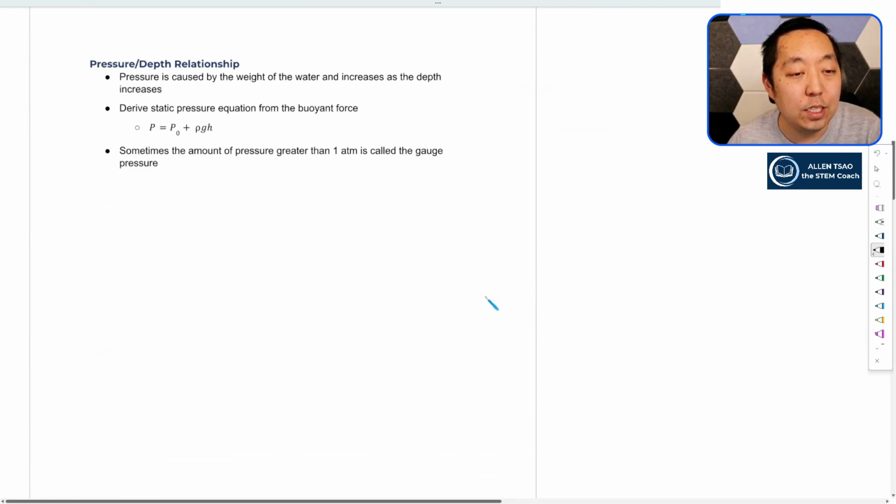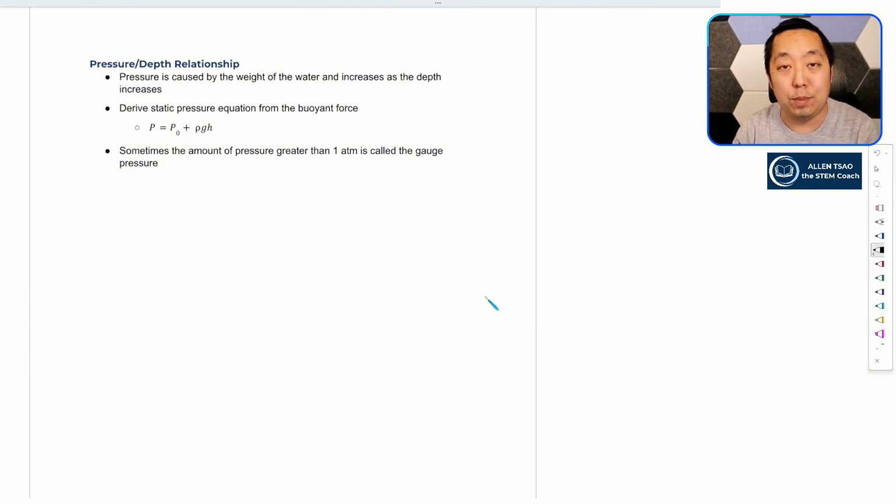Okay, so there's a relationship with pressure, because you probably understand this. If you go deeper in the water, somehow the pressure increases. Or if you go to the bottom of a pool, your ears can pop. Or when you fly higher into the air, there's a pressure change. So there's a relationship between your height and where you are in the fluid. The deeper you are, the greater the pressure is. And there's a static pressure equation, and let's talk about where this comes from.